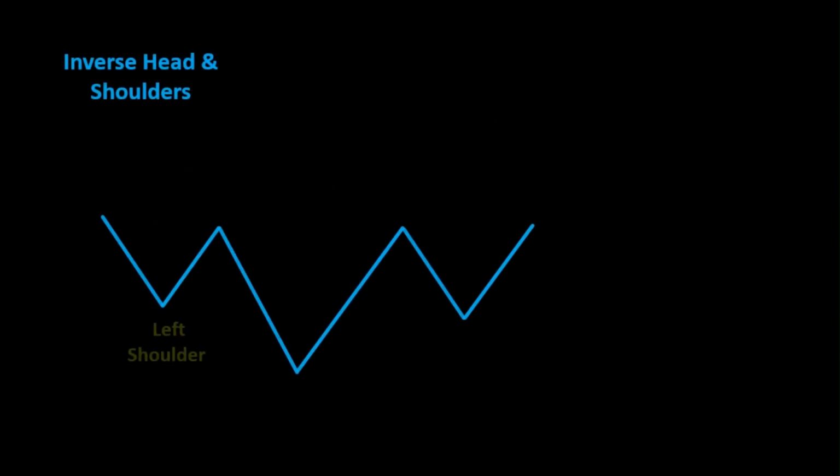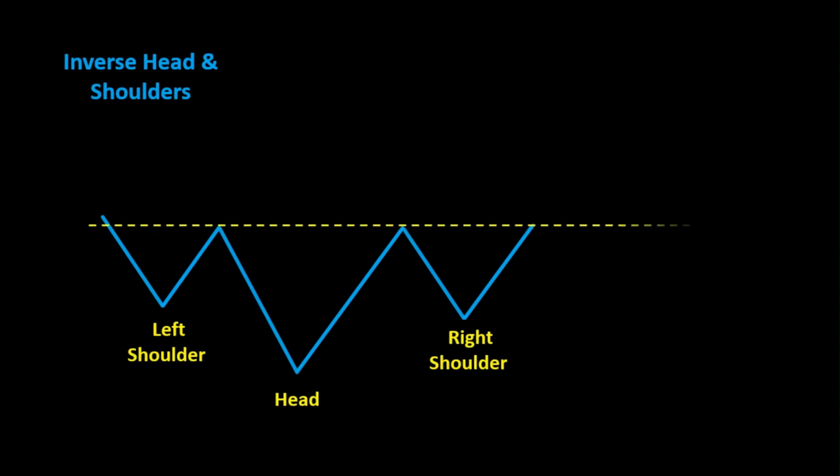An inverse head and shoulders pattern consists of three troughs. The two low troughs on the left and right are called the shoulders, and the lower trough in the middle is known as the head. Let's take a look at a real market chart example. The neckline is the resistance level that connects the highs between the troughs. When the price breaks above the neckline, it signals a potential bullish trend reversal.